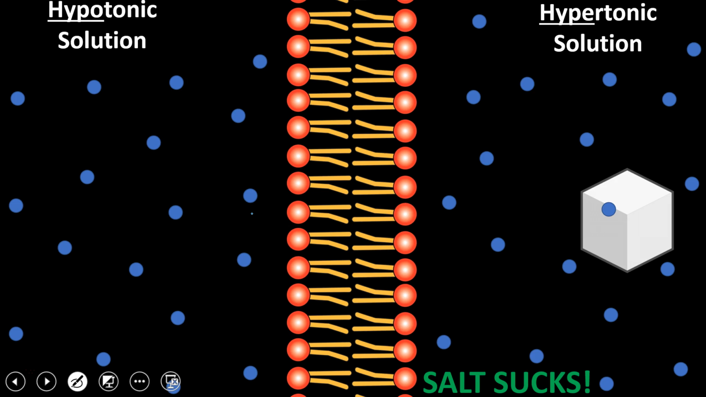A solute is anything that can dissolve in water, okay? Salt is a solute. Salt can dissolve in water. So if I have a lot of salt or solutes on one side relative to the other side, relative means comparing, this side is a hypertonic solution. This side is hypertonic because there's more solutes on this side. This side has less solutes. So this is a hypotonic solution. Hypo means low. Okay?